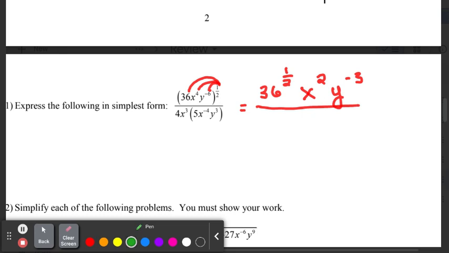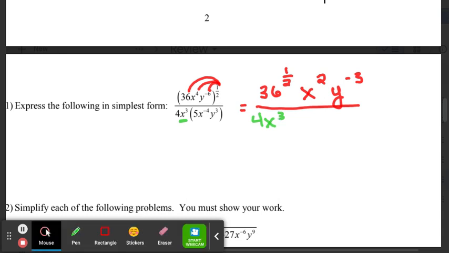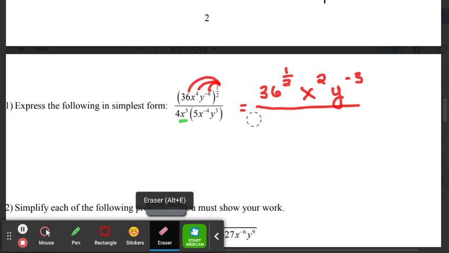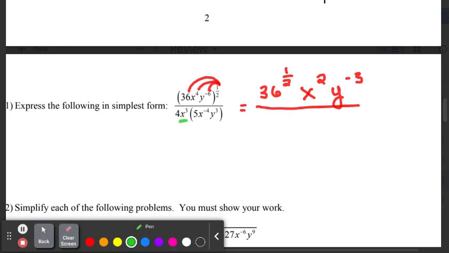So now on the bottom, this 4x to the third is in front of the parentheses. So I'm just going to copy that down. 4x to the third. Oh, wait a second. Hold on. Let me erase that. I was thinking the other one was power to a power as well. We can actually just multiply 4x to the third times 5x to the negative 4, y to the third.